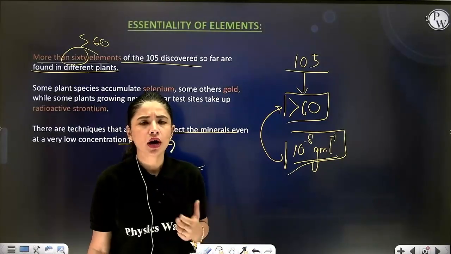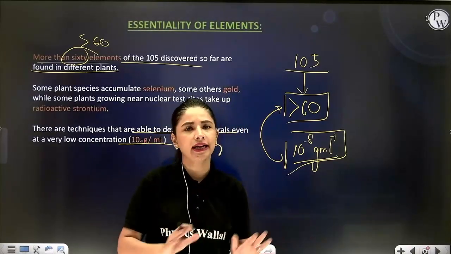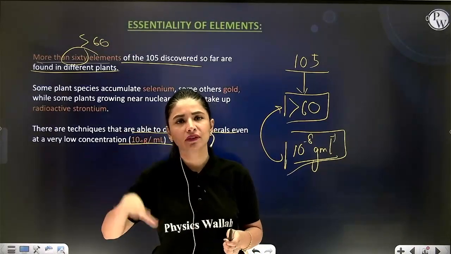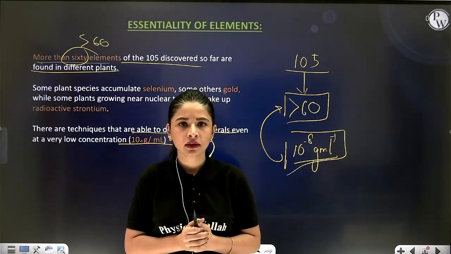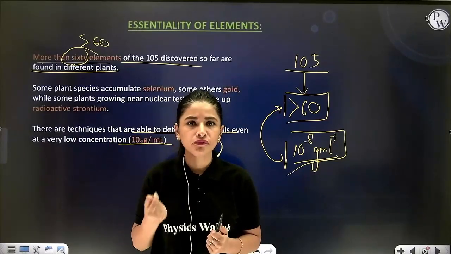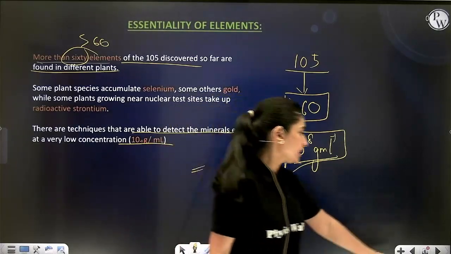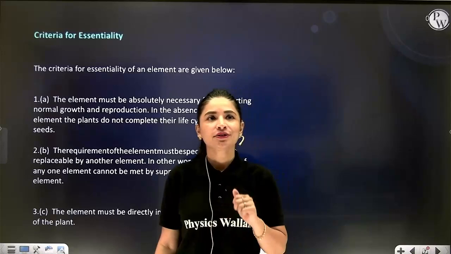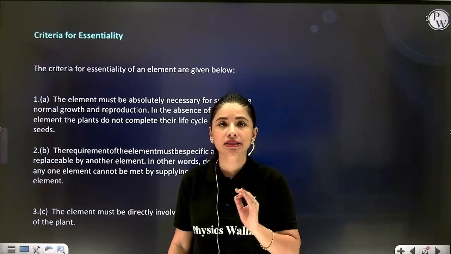So first of all, how will you decide which element is essential and which is not? You know the technique: with the help of hydroponics, by showing the variation in the concentration of any element, you can determine the essentiality. But what are the grounds? What are the parameters on the basis of which you are going to judge your element? That means I am talking about the criteria of essentiality. Yes or no? So the criteria of essentiality was established by Arnon and Stout.